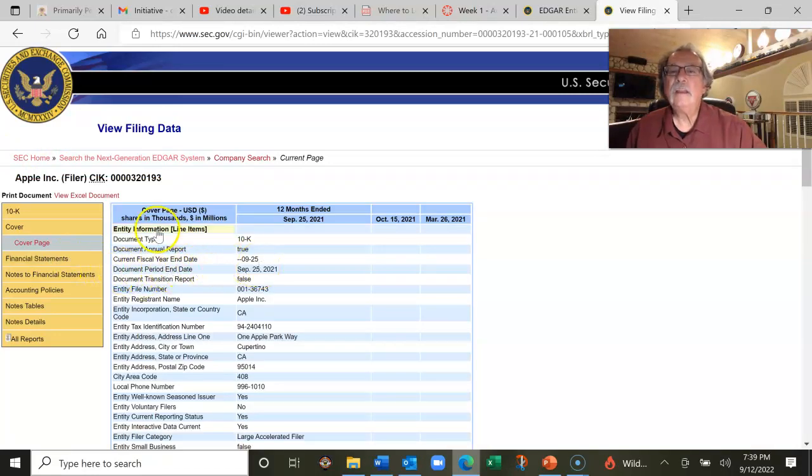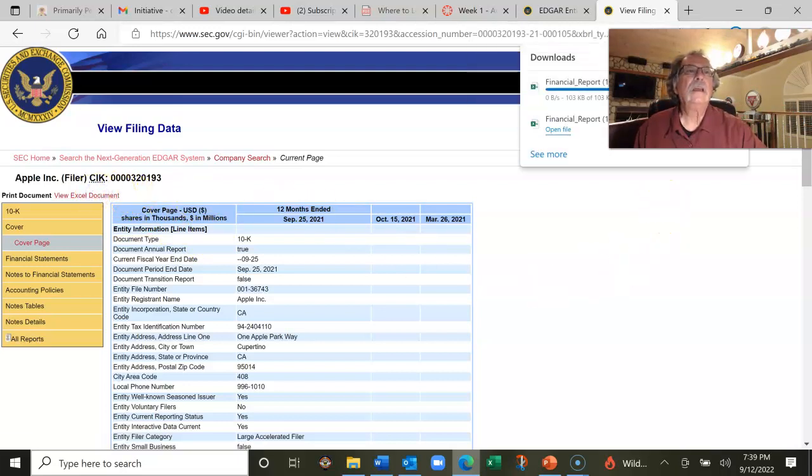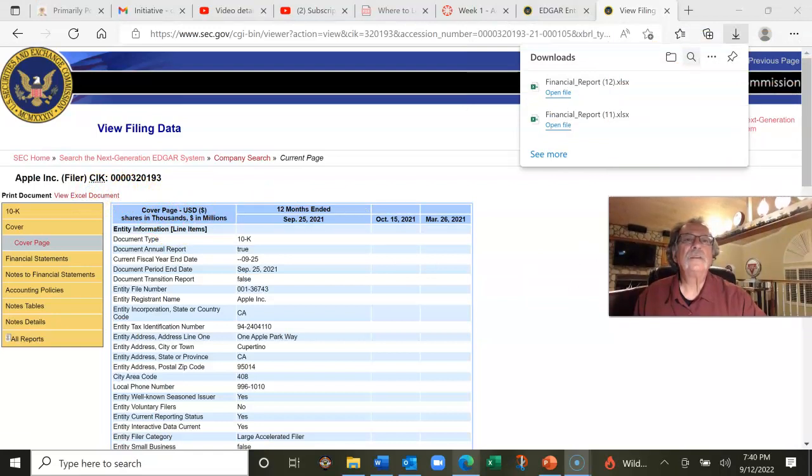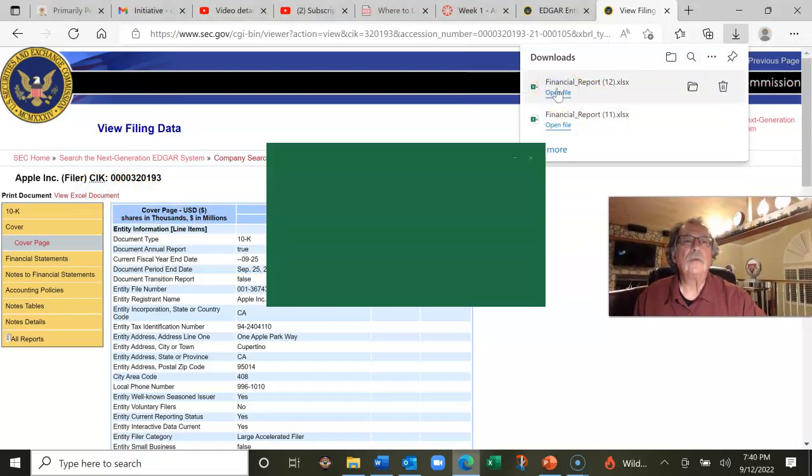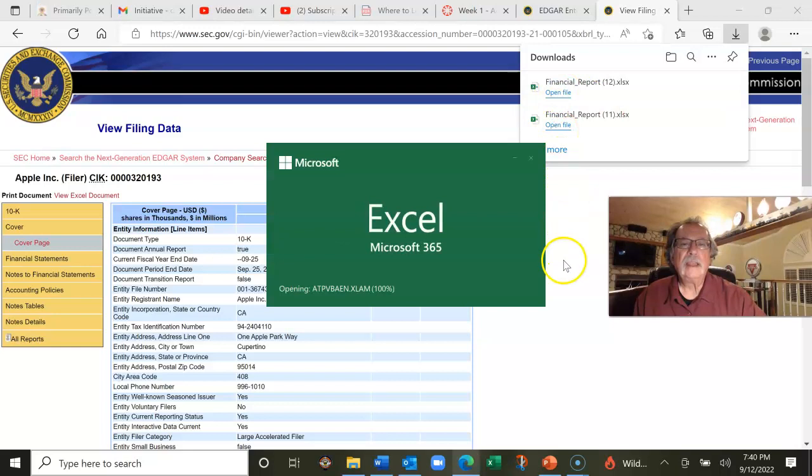And then, so what we've done is we found Apple, we're into its 10K, and now we're into the interactive data, and we're going to click on View Excel Document. And what that does for us is we get our financial reports. And we can look at these in Excel. My Excel is going a little slower than normal right now.